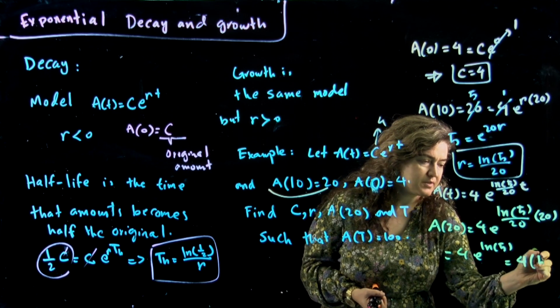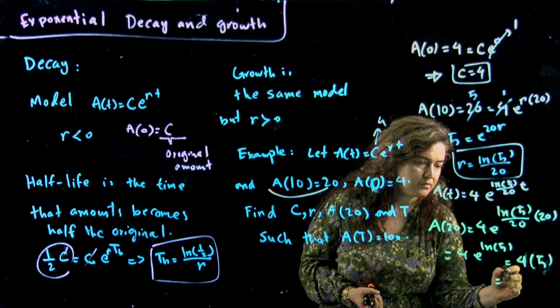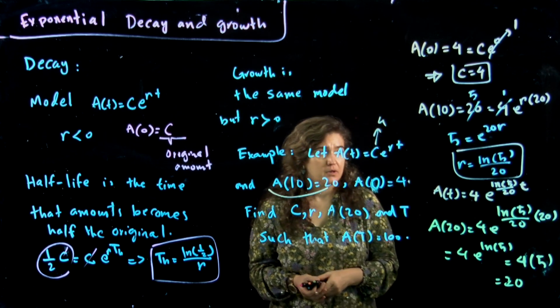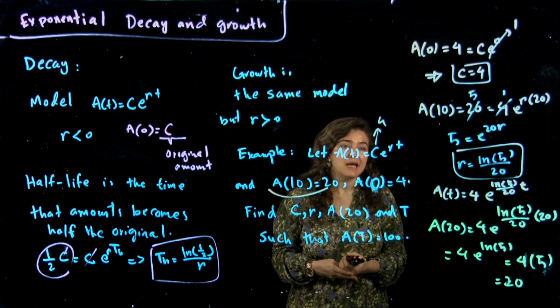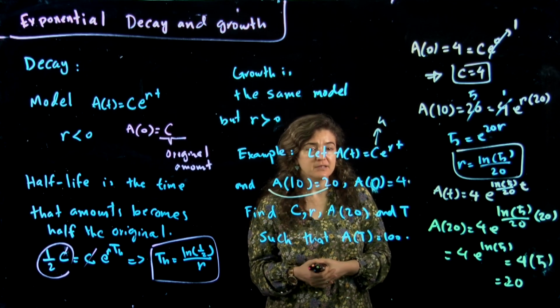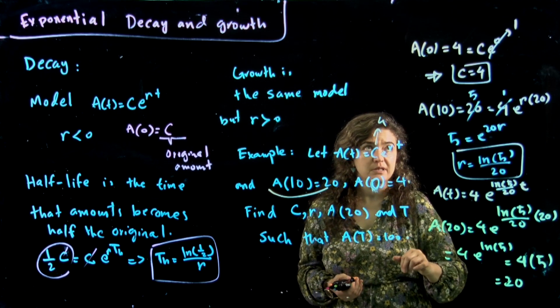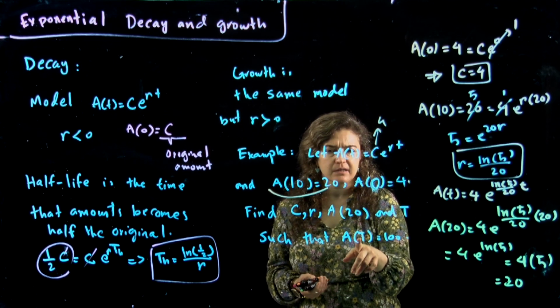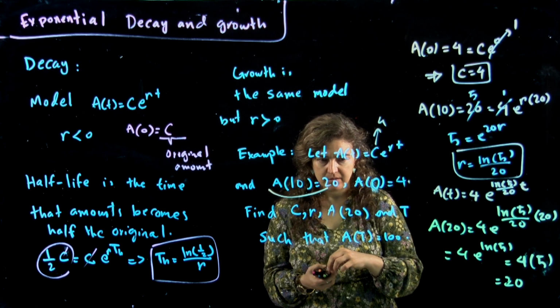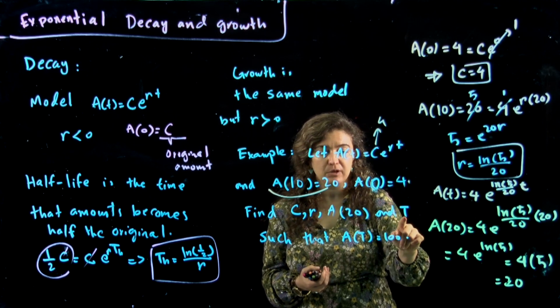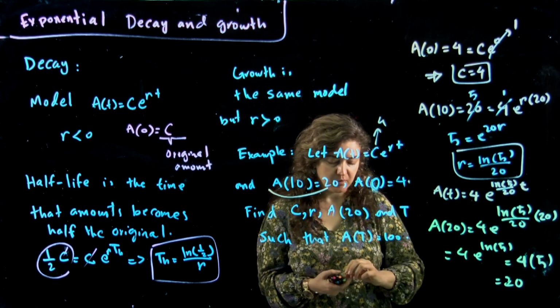So 4 times 5 is equal to 20. And so that's the final answer. So a of 20 is equal to 20. And then a of t, we have to calculate time t such that a of t is 100.